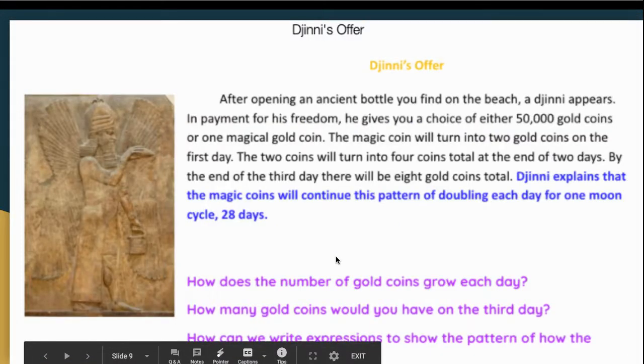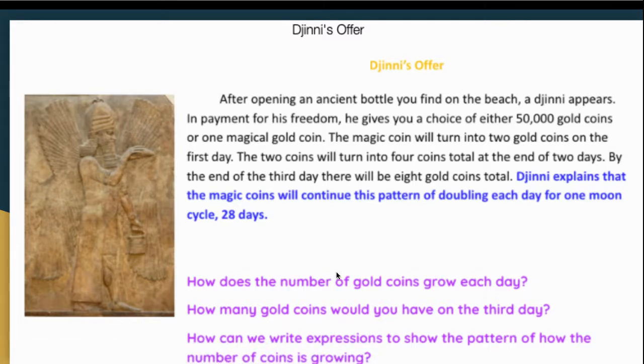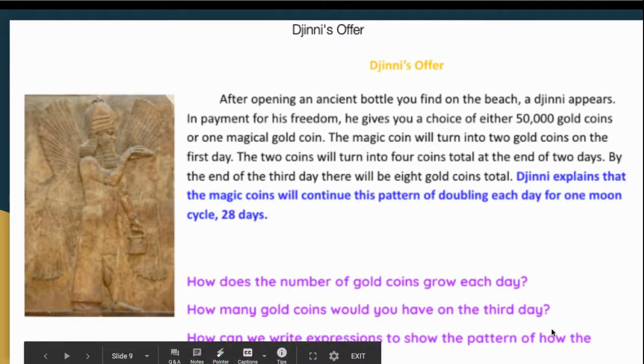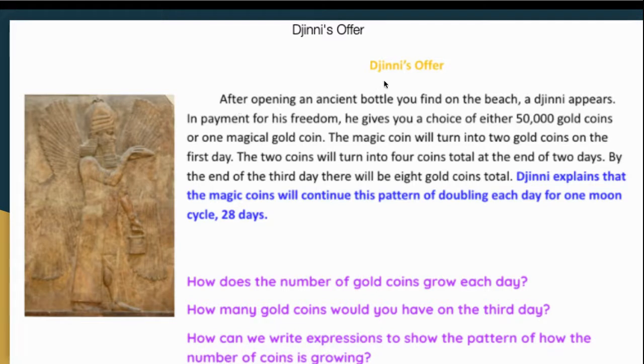Okay. For the math problem that we had students investigate, let me just go ahead and read this problem. It says here, genie's offer. After opening an ancient bottle you find on the beach, a genie appears. In payment for his freedom, he gives you a choice of either 50,000 gold coins or 1 magical coin.